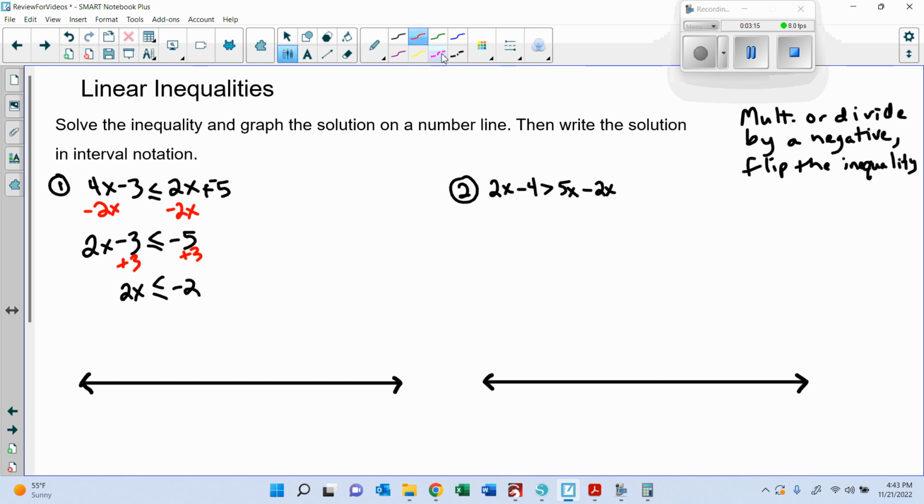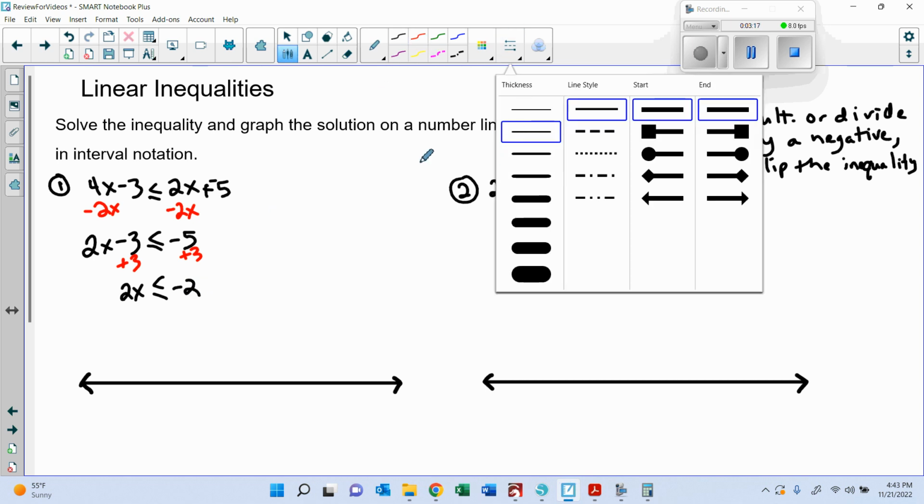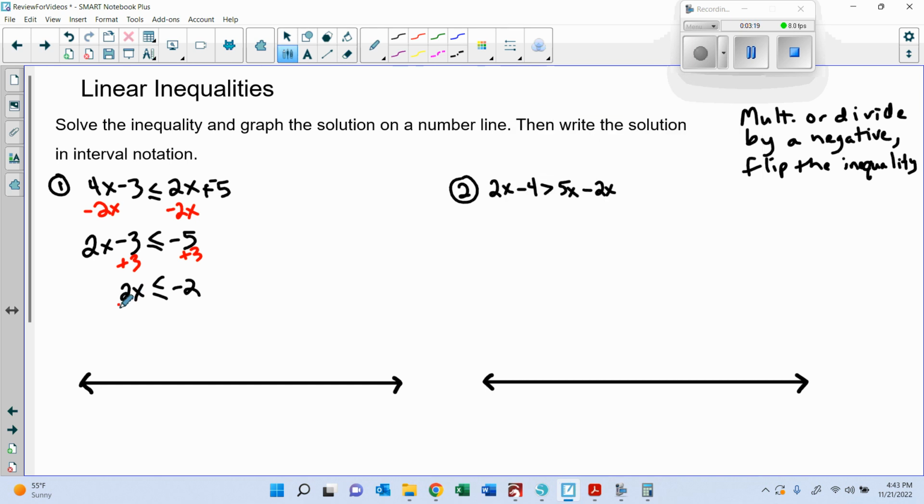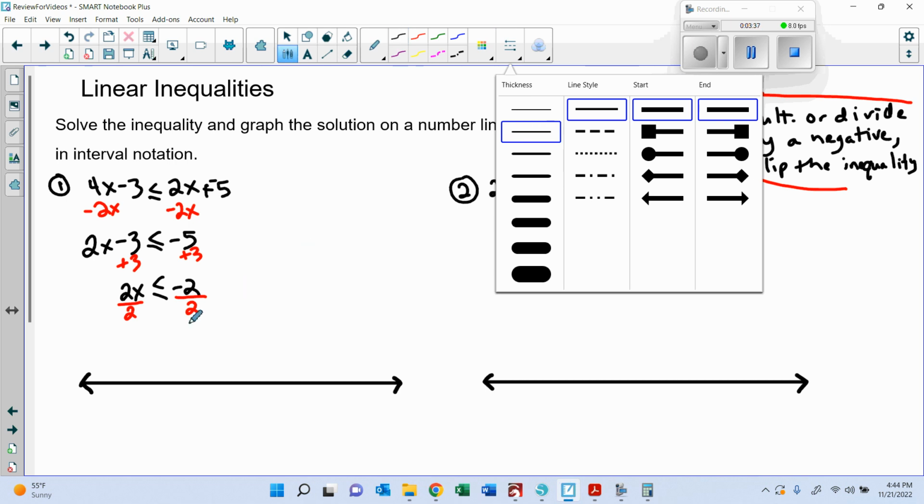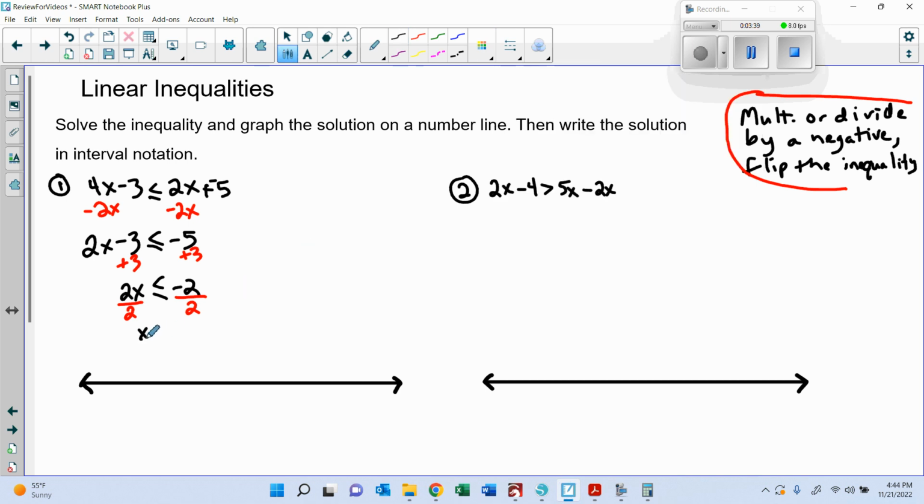And then like normal solving, I don't want what 2x is, I want what 1x is, so I'm going to divide by 2. Now, what I'm dividing by is positive. The only time I have an issue is if I multiply or divide by a negative. I do not have a negative, so I don't do anything different. I just leave the inequality sign. So I'm going to have x is less than or equal to negative 1.